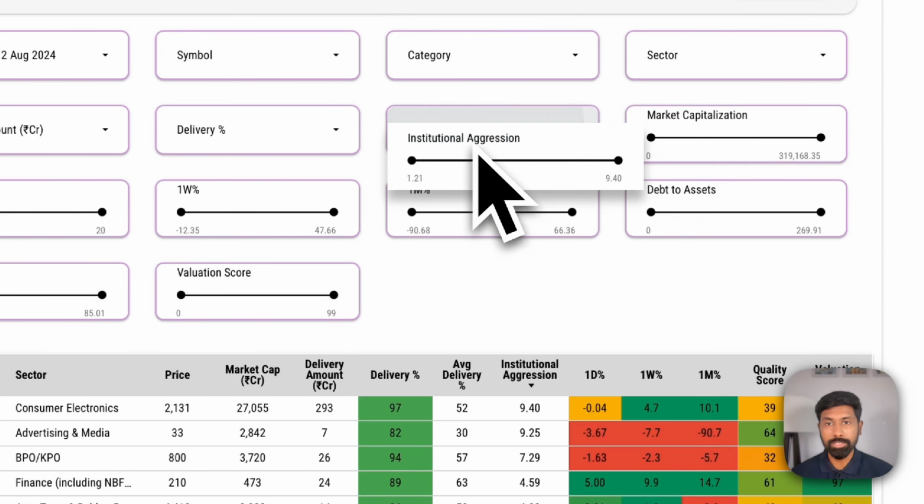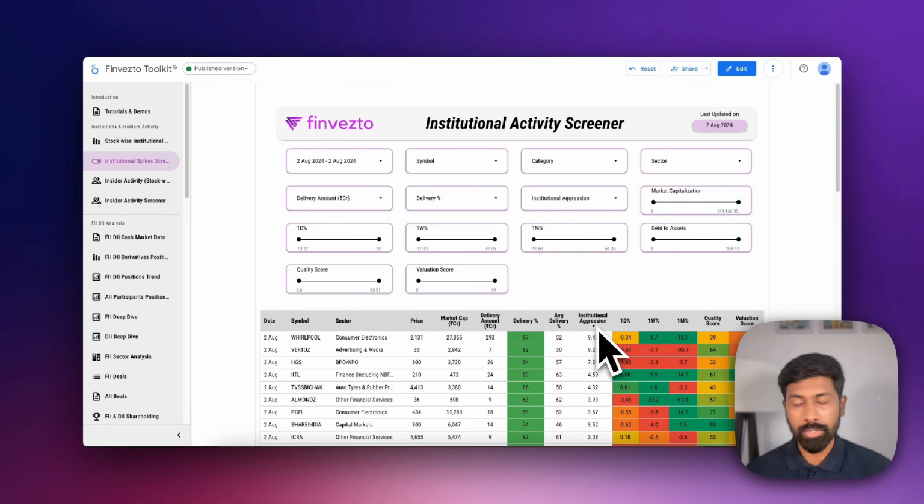So basically, this institutional aggression number identifies which stocks have faced significant spikes and which have faced moderate spikes. That's all this number conveys. Once you see that the spike level is above 3 or 4, you are definitely going to see a much bigger spike in the stock-wise institutional activity chart. So I hope you got an idea of how to use the institutional activity screener, stock-wise institutional activity, and then finally confirming it in TradingView. It takes time to get used to this.